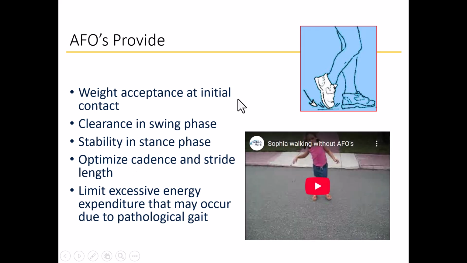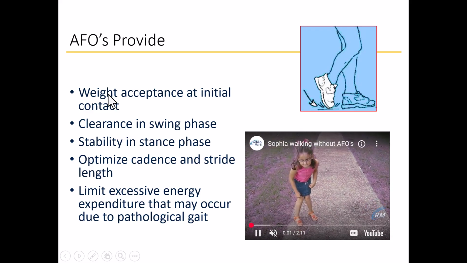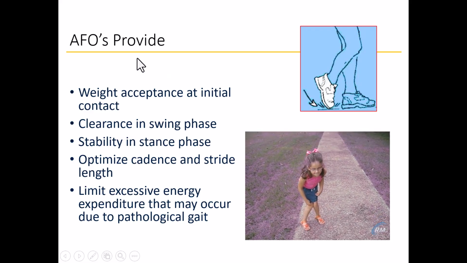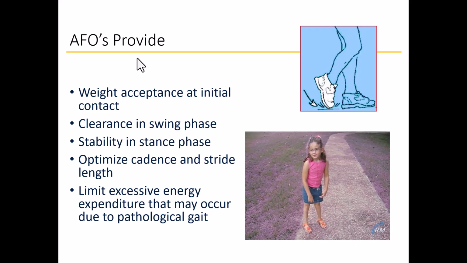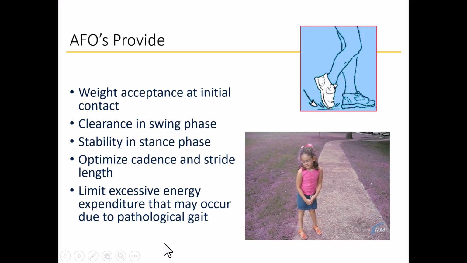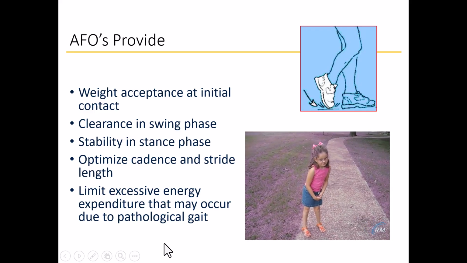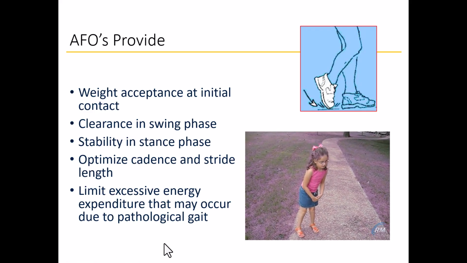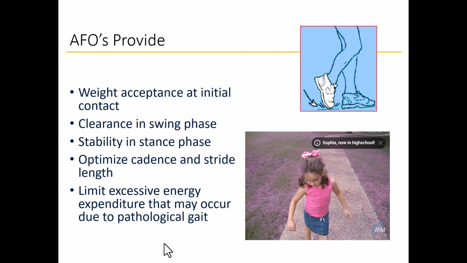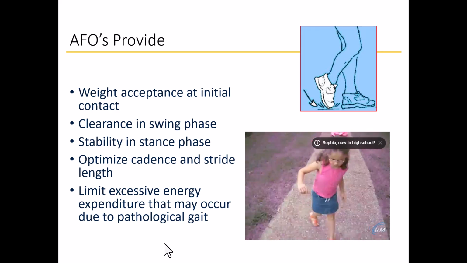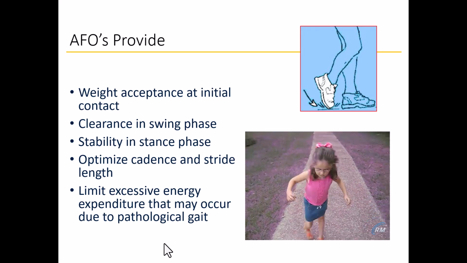So some of the goals that AFOs provide is, as I play the video, we're going to watch the patient ambulating. And what AFOs can do that maybe your physical therapy intervention cannot is to help weight acceptance at initial contact. And so for initial contact, we really want that heel strike and that first rocker to start in order for gait to become more efficient.